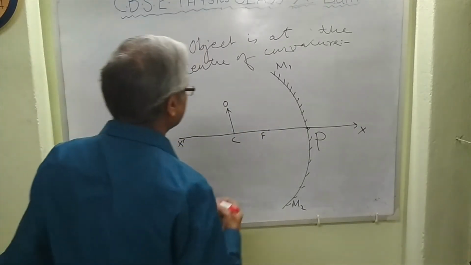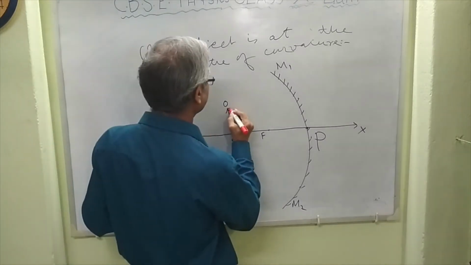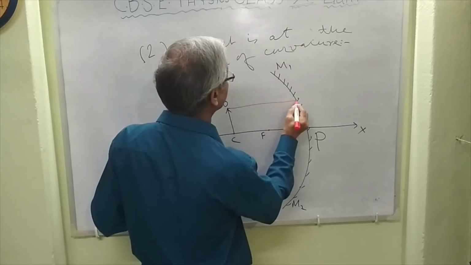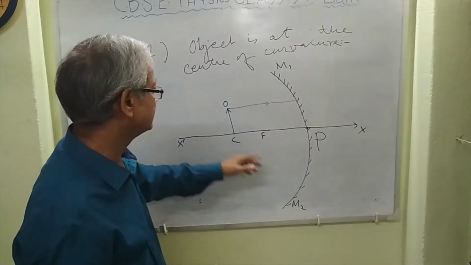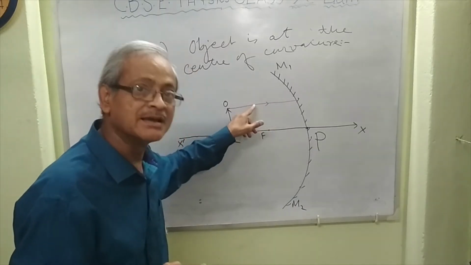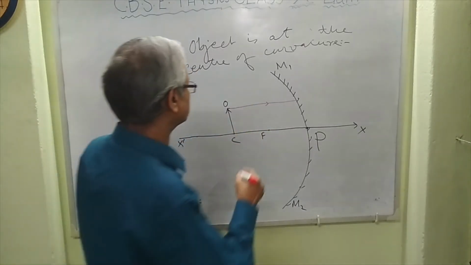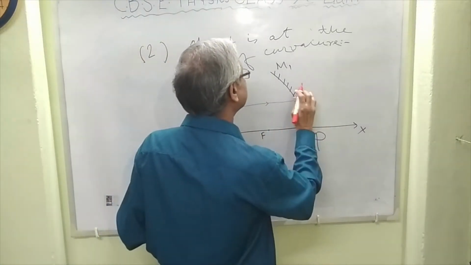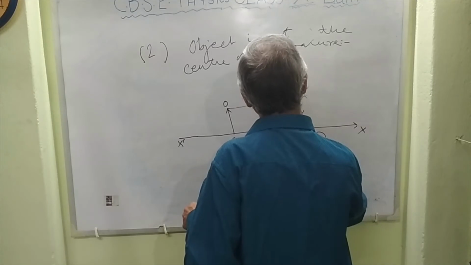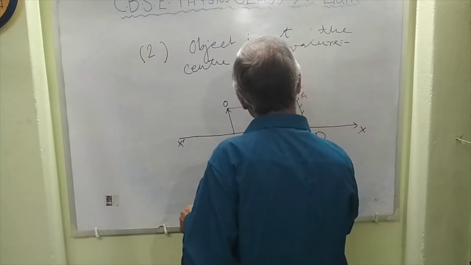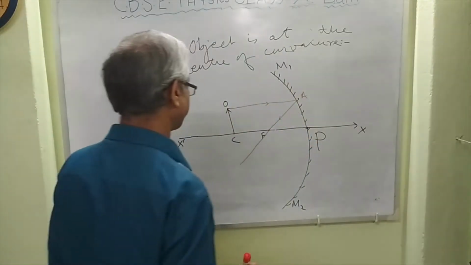Now, we take 2 light rays only. A light ray is incident on the concave mirror parallel to the principal axis. Then after reflection from the mirror, it passes through the focus.